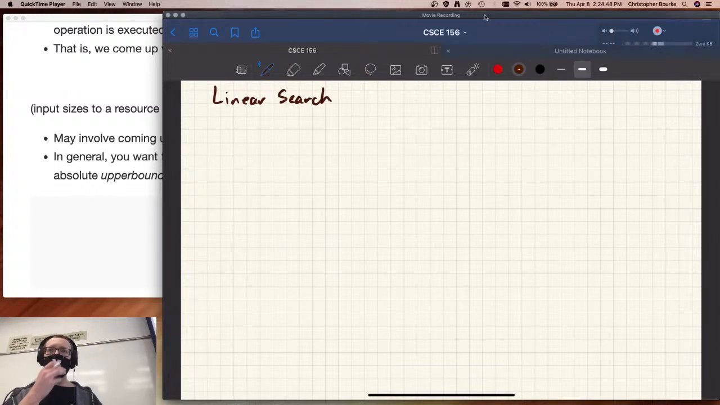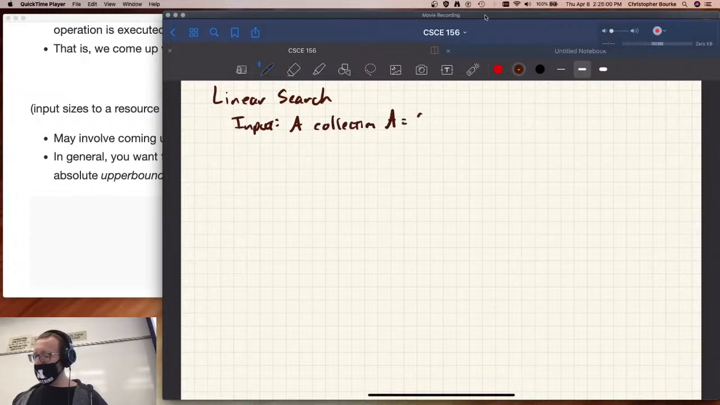So as with all pseudocode, I'm going to clearly label the input and label the output. So the input is simply going to be a collection A. And I'm also going to give the elements a name, A1 through AN. Again, good pseudocode, I've kept this general. I'm not saying that this is a set of integers or an array of strings or something like that. I'm just saying that this is a collection of elements.